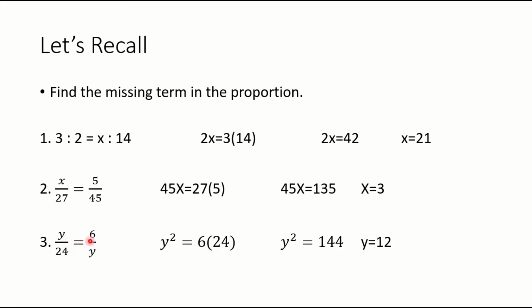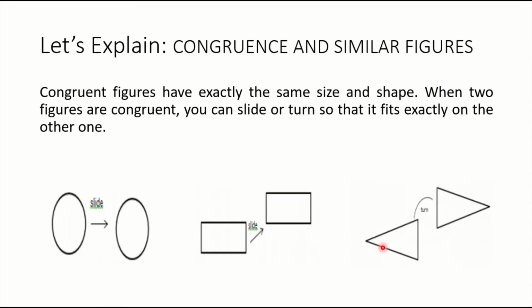So y over 24 is equal to 6 over y. y times y is y squared. 24 times 6 is 144. In order for us to get the value of y, we just have to extract the square root. If we extract the square root, y is equal to the square root of 144, which is 12. Very good.